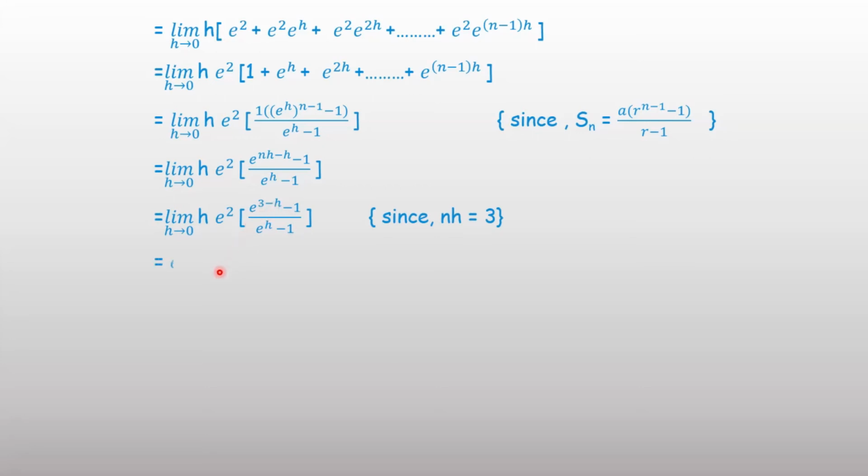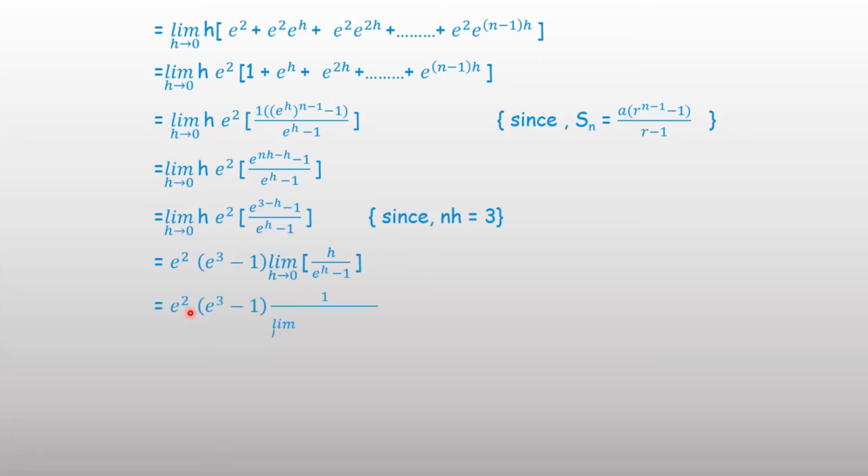The result you will get in the next step is e square, and in the numerator, in place of h, if we write 0, we get e power 3 minus 1. And the remaining part we can write as limit h tends to 0, h in the numerator and the denominator e power h minus 1.